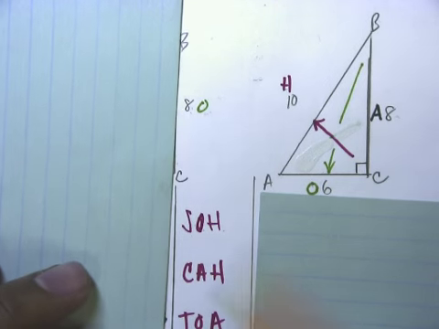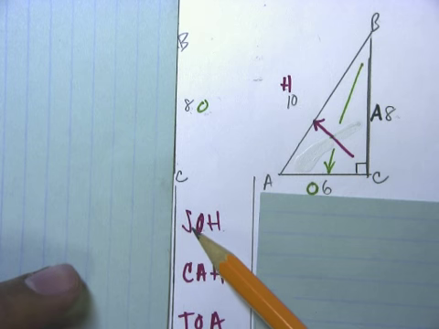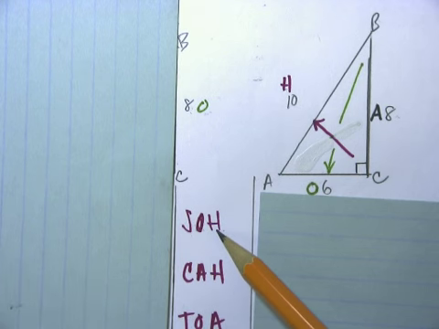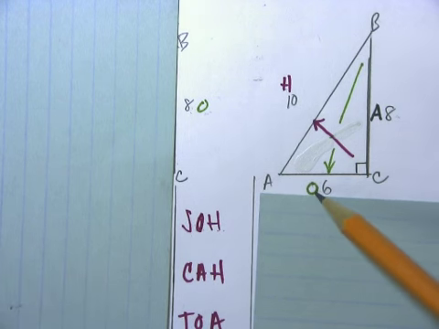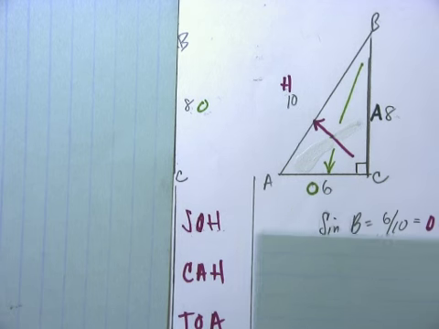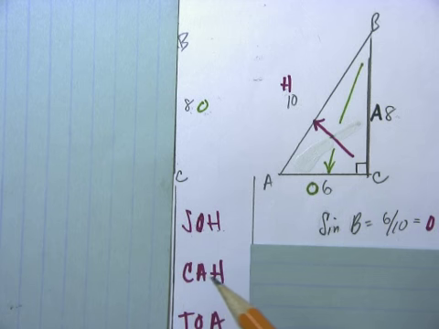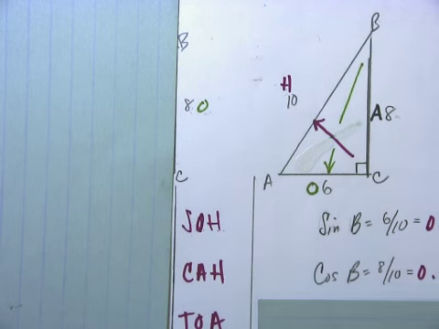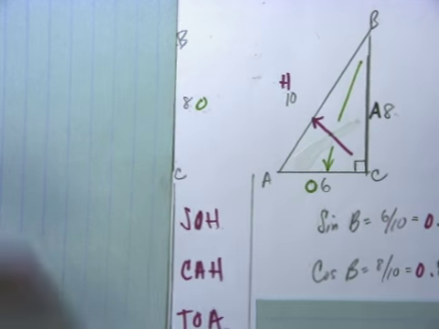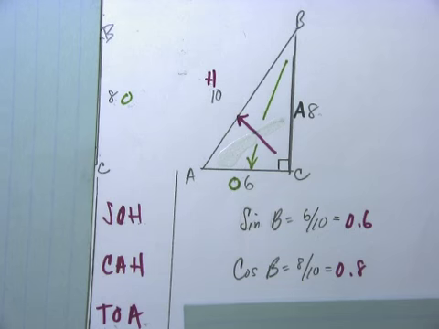So let's do the three trig functions. Let's do the sine, cosine, and tangent of angle B. So the sine function, again, is the opposite over the hypotenuse. Opposite O here is 6, hypotenuse is 10, so it's 6 over 10, or 0.6. The cosine function is the adjacent over the hypotenuse, which is going to be 8 over 10, or 0.8.